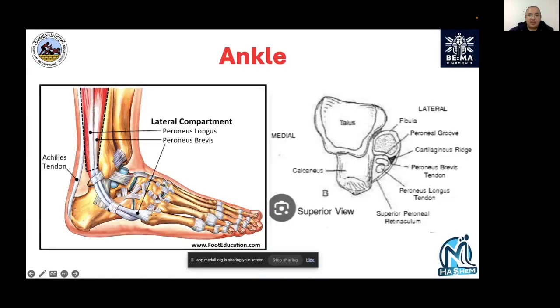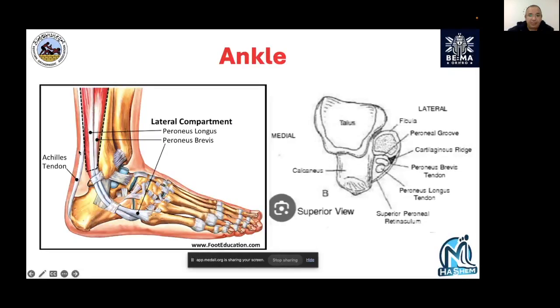Peroneus brevis firstly goes from behind the lateral malleolus, but above the peroneal tubercle in the calcaneum, and is attached to the base of the fifth metatarsal. The main job of it is as an everter. So the main job it does, it just everts the foot.